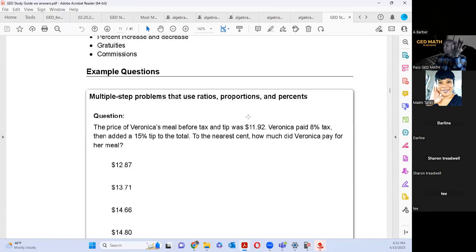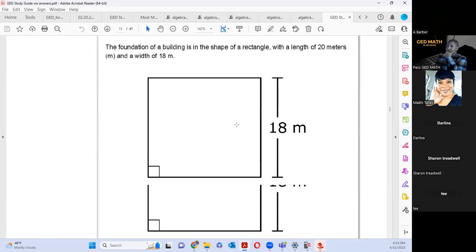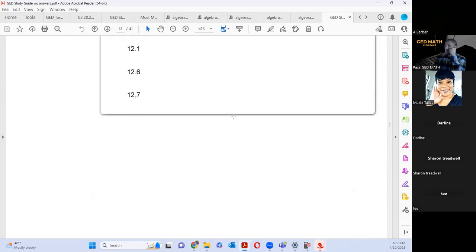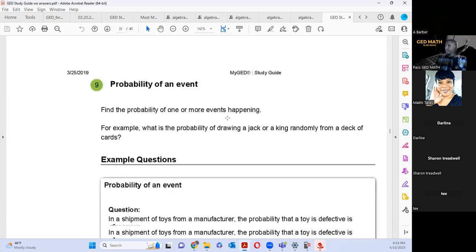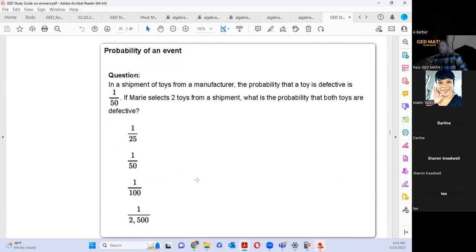And I'm gonna ask you: is this simple probability or compound probability? And this is what you ask yourself when you're doing the problems. Here we go, right here. Probability of an event. In the shipment of toys from a manufacturer, the probability that a toy is defective is 1 out of 50. If Mary selects 2 toys from a shipment, what's the probability that both toys are defective? Wow. I don't even want to do that problem, Ms. Dizzy.